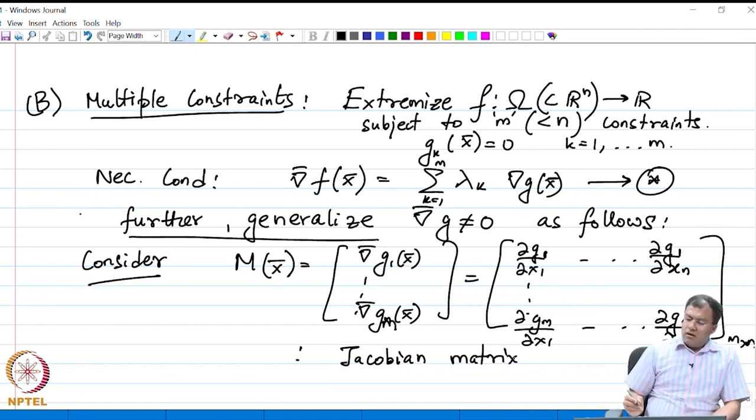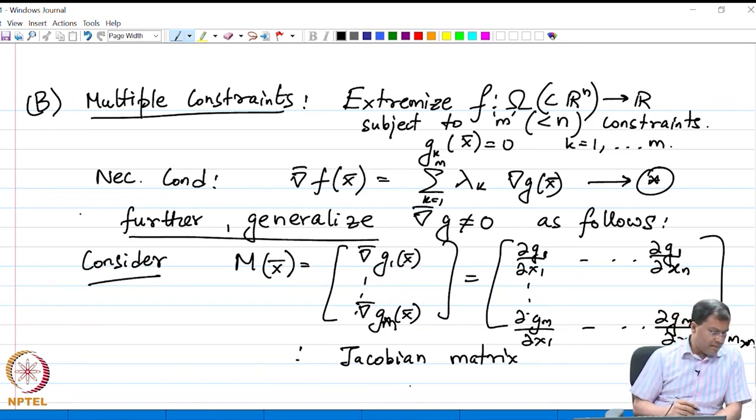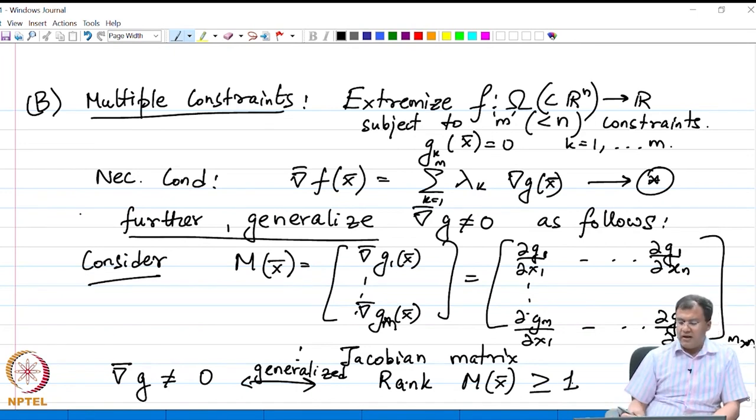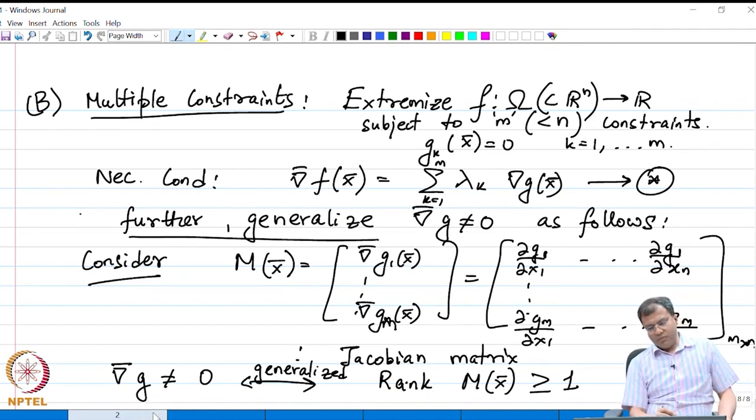Students who have done a bit of multivariate calculus can immediately tell me that generalizing the condition grad g not 0 would lead to the fact that the Jacobian has a non-zero determinant, right. Not only that, we need something more. To generalize the condition that grad g is not 0, this is equivalent to saying that the rank of M of x must be at least 1, which means at least one component of grad g is non-zero. So, there is at least one non-zero row of this Jacobian matrix.